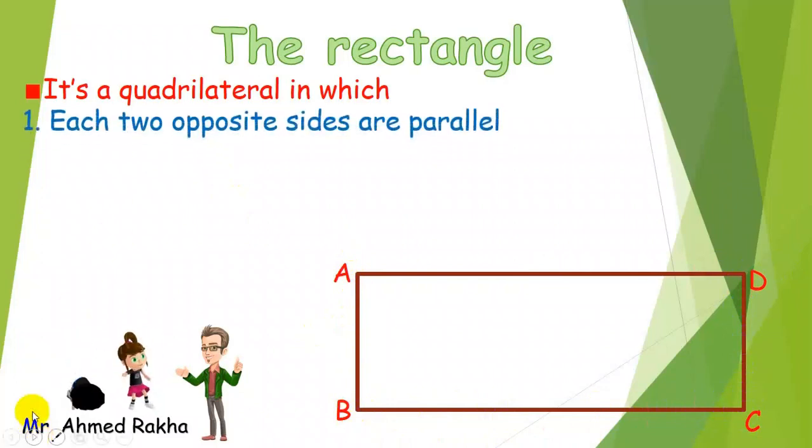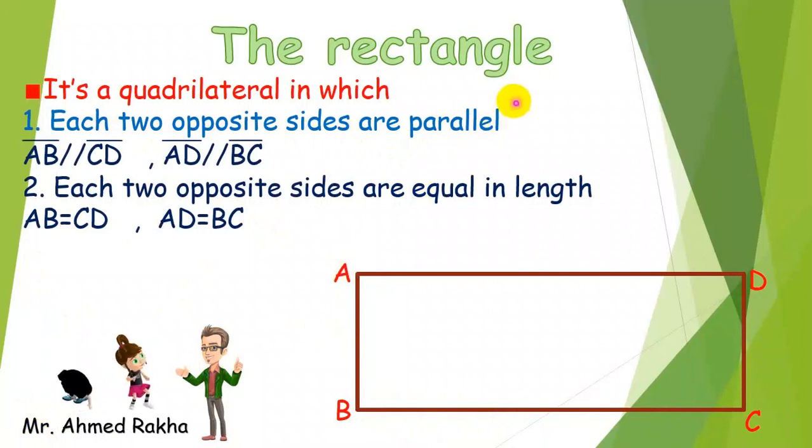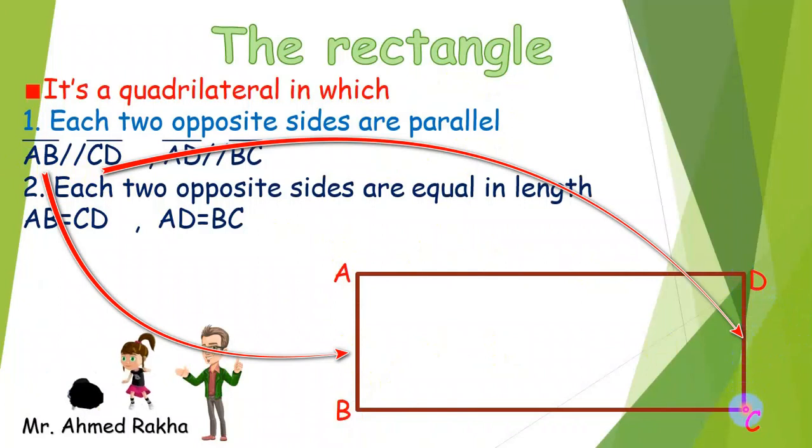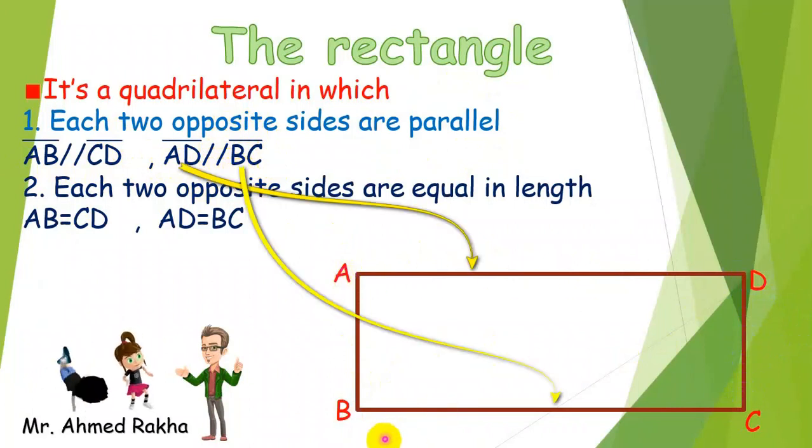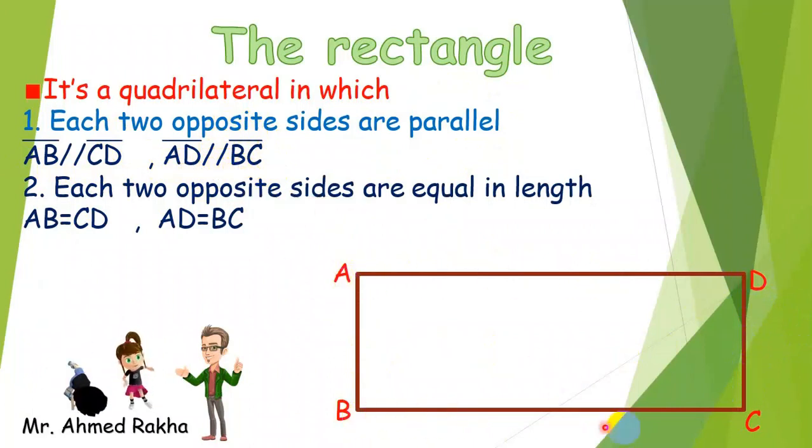The first property is that each two opposite sides are parallel. What is the meaning of parallel? Parallel means they will never intersect, as you can see here. AB is parallel to the opposite side CD, and the side AD is parallel to the opposite side BC.